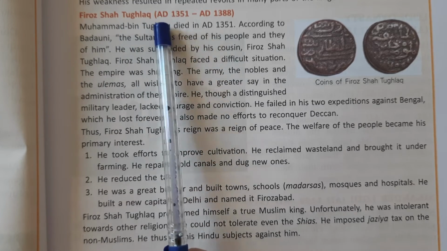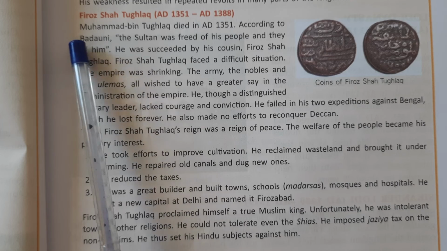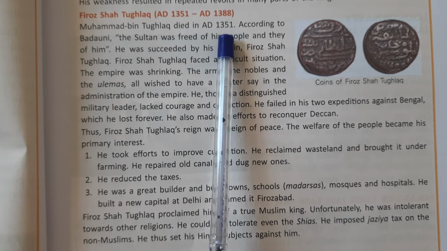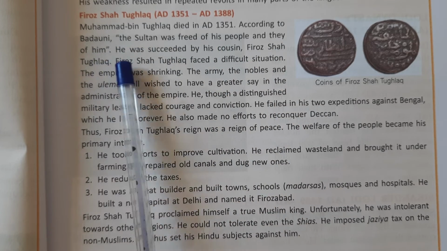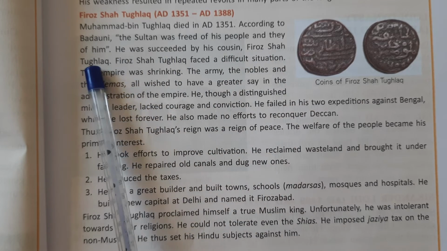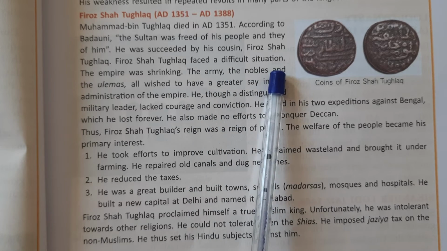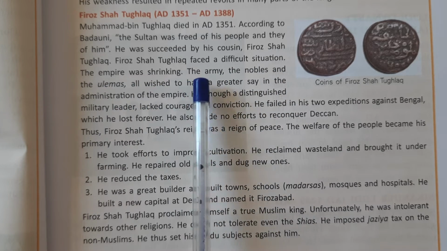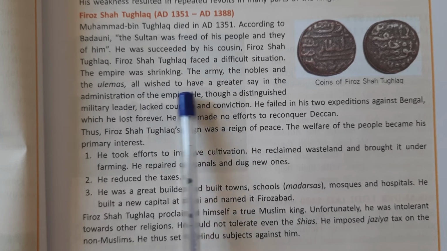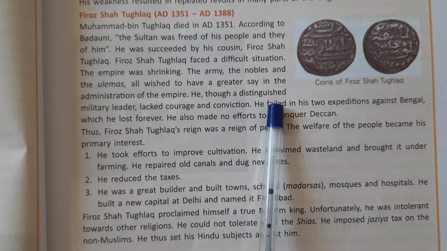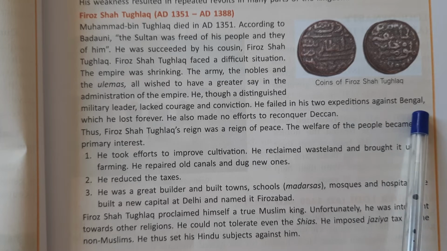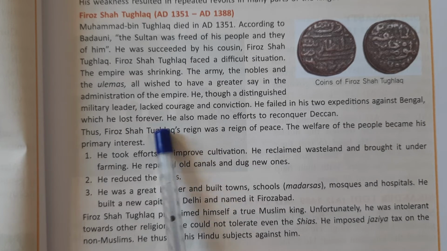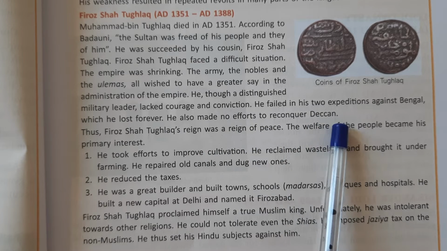Firoz Shah Tughlaq, AD 1351 to AD 1388. Muhammad bin Tughlaq died in AD 1351. According to Badauni, the Sultan was freed of his people and they of him. He was succeeded by his cousin Firoz Shah Tughlaq. Firoz Shah Tughlaq faced a difficult situation. The empire was shrinking. The army, the nobles, and the ulemas all wished to have a greater say in the administration of the empire. He, though a distinguished military leader, lacked courage and conviction. He failed in his two expeditions against Bengal, which he lost forever. He also made no efforts to reconquer Deccan.